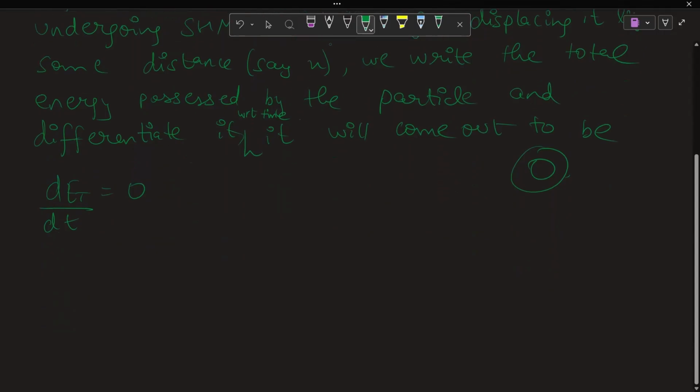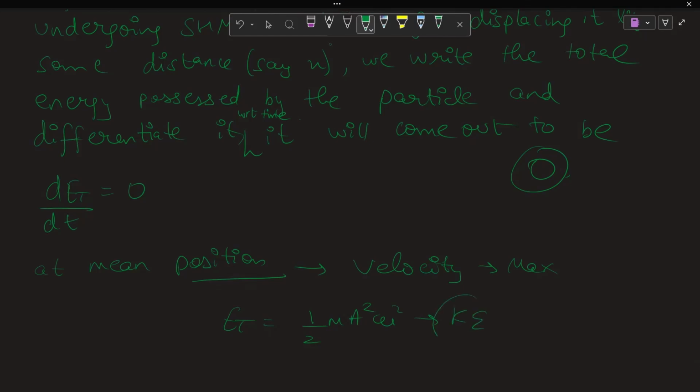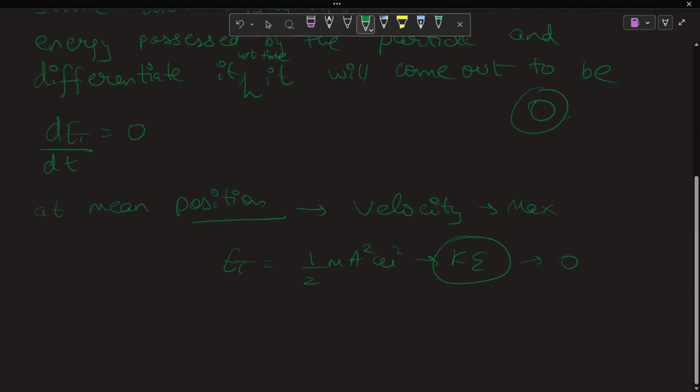One point to discuss is why we aren't differentiating at the neutral position. At the mean position, the velocity is maximum, so the total energy will basically be half m A square omega square just because of the kinetic energy, and there will be no potential energy. Differentiating it you will get zero, but you will not get any help in finding omega or the time period. The main motive of using this method is to find the time period or omega, which will help us solve the question.